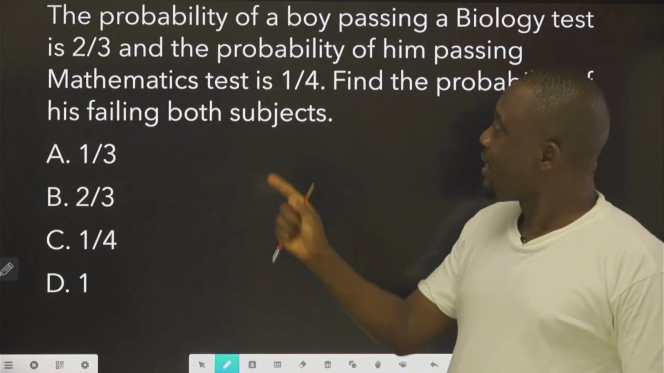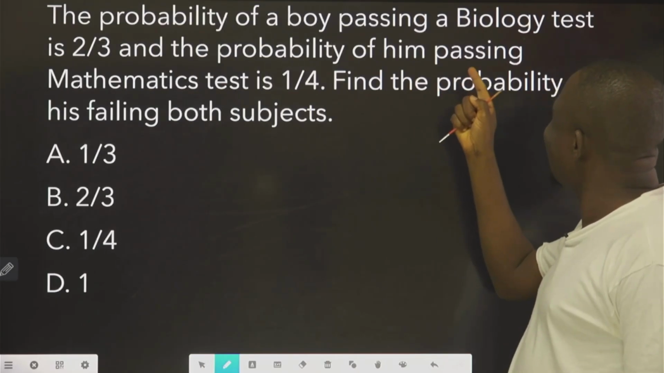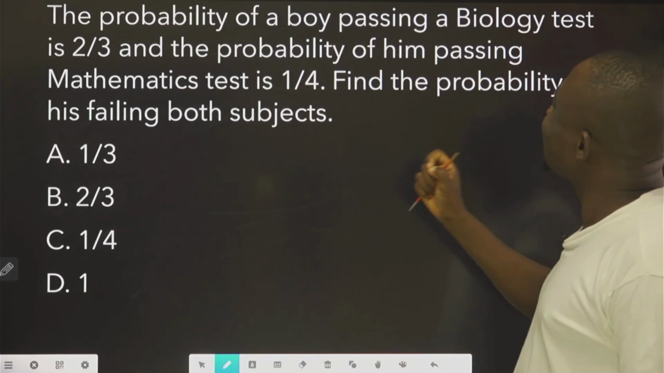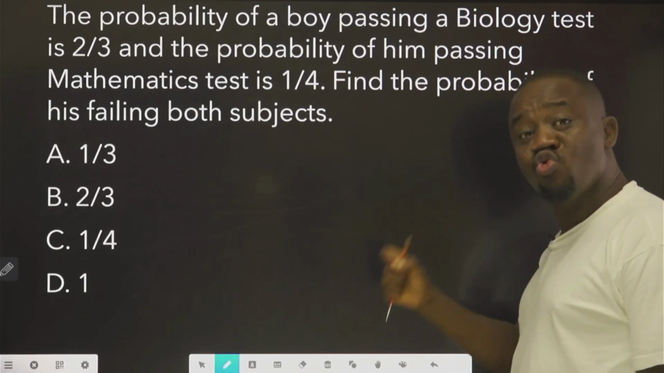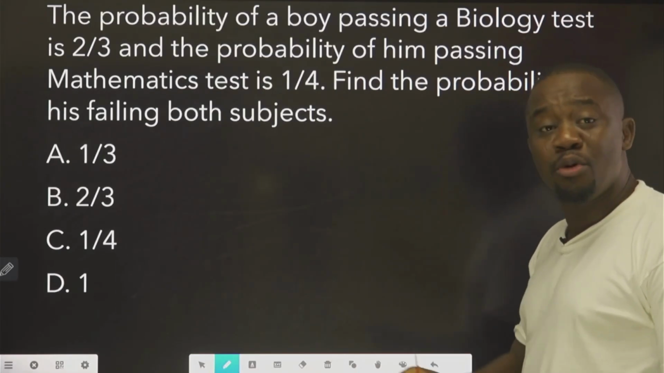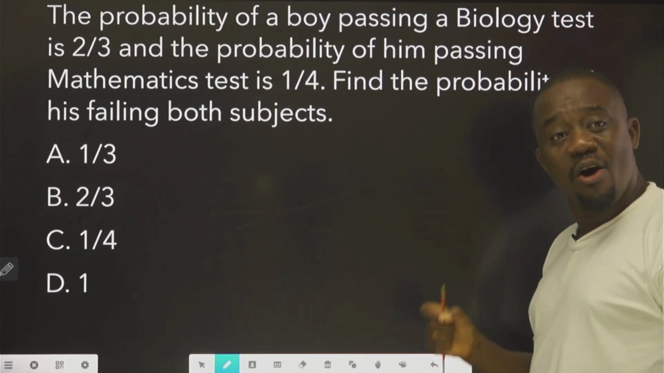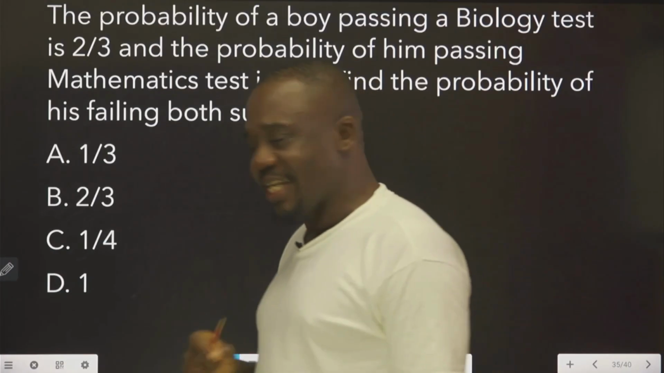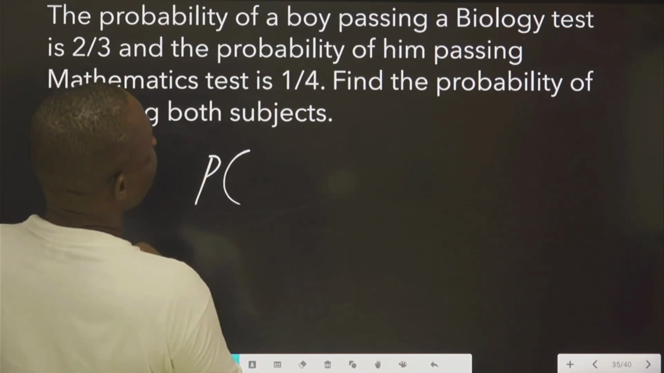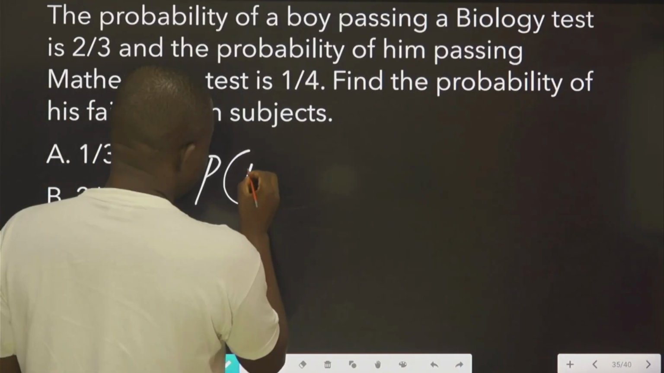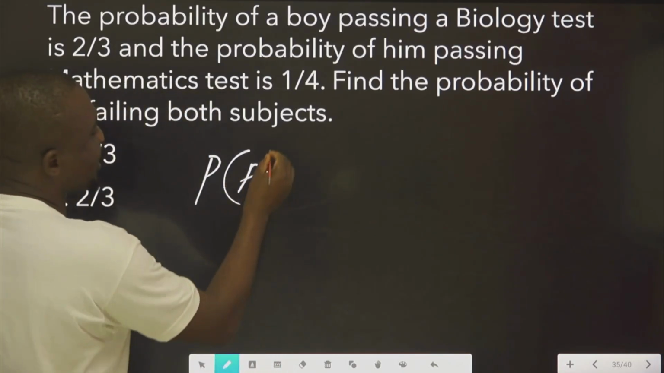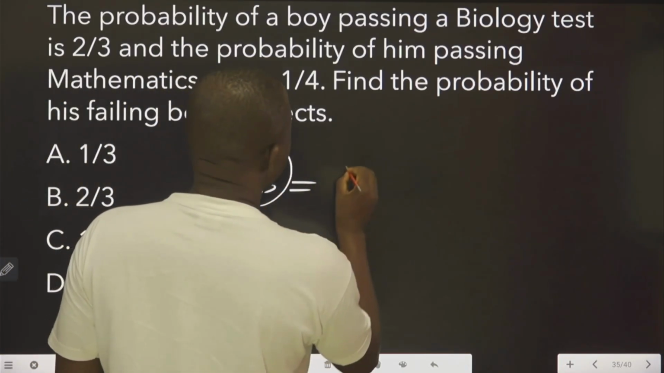Let's look at this. It says the probability of a boy passing a biology test is 2 over 3. Okay? And the probability of him passing mathematics test is 1 over 4. Find the probability of his failing both subjects. The first thing is the probability of passing biology. Let's put it like this, okay? It is equal to 2 over 3.